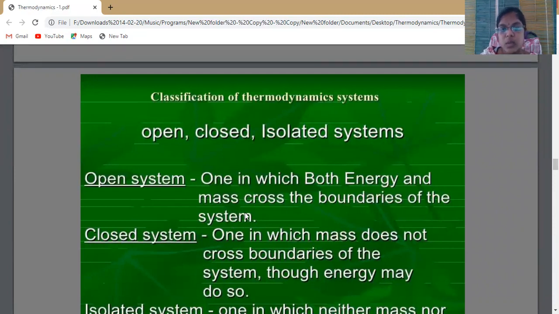And next, classification of thermodynamic systems. We have open system, closed system, and isolated system. Let us start with the open system. What is an open system? One in which both energy and mass cross the boundary of the system is an open system. If you take one pipe with both sides open, on one side mass is entering and on the other side water is going out. So mass in and mass out is nothing but an open system.